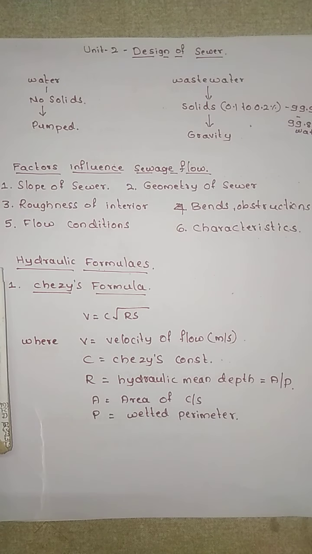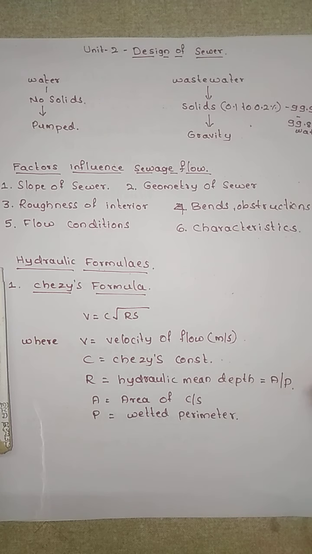C is nothing but the Chezy's constant, and it is very complex in nature. It is affected by various factors like shape of the sewer, slope, hydraulic mean radius, and size of the sewer. And R is nothing but the hydraulic mean depth.